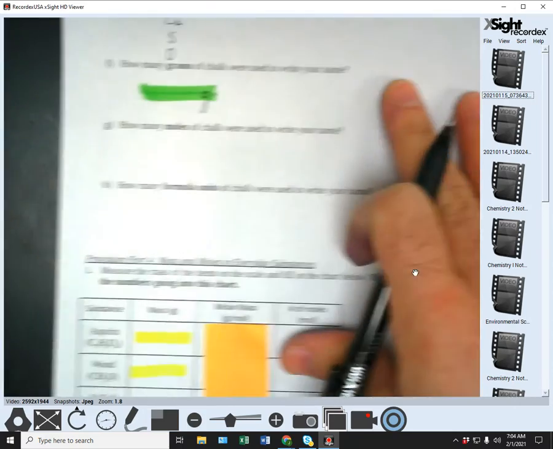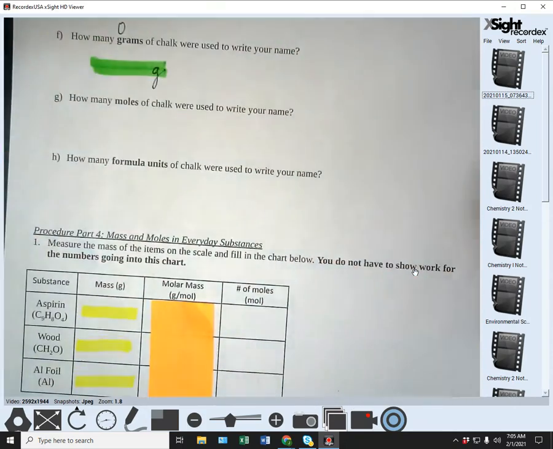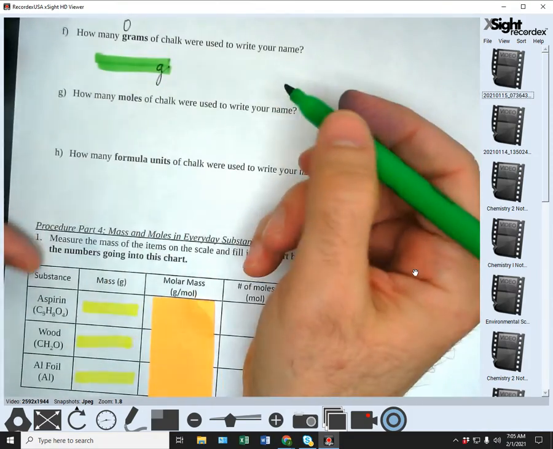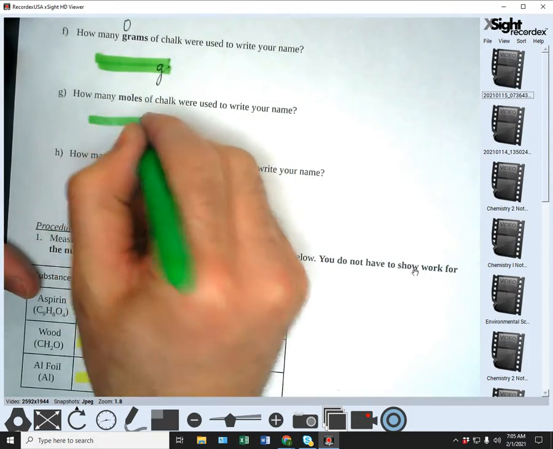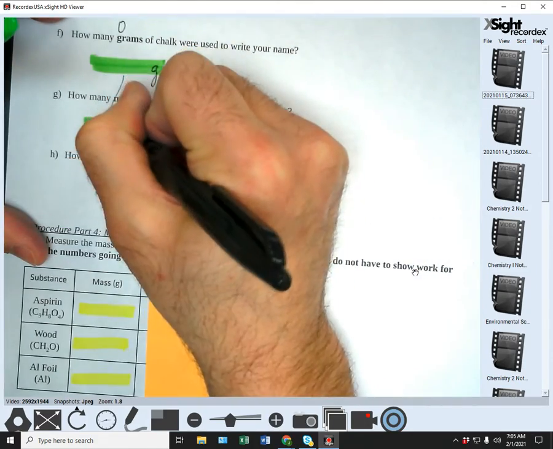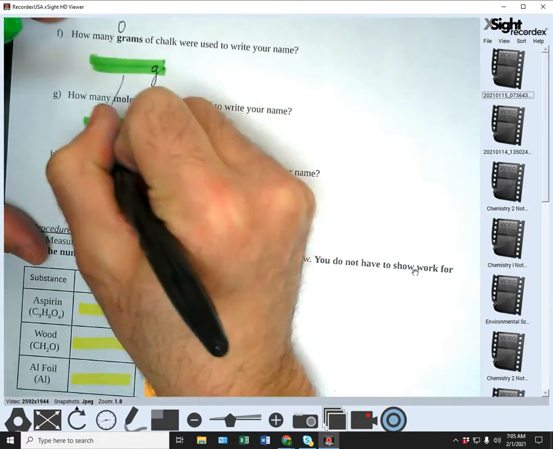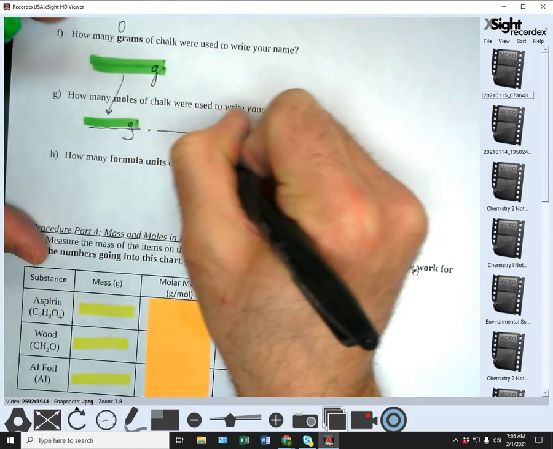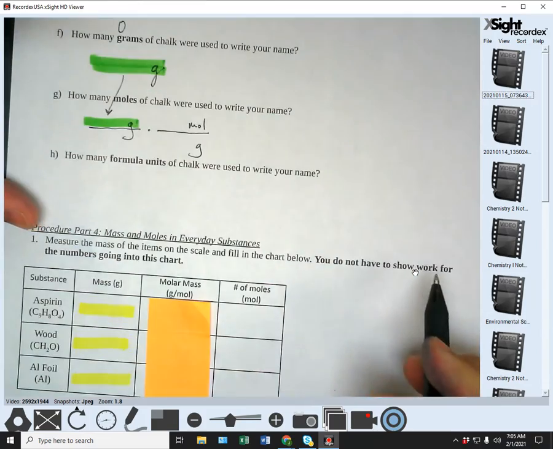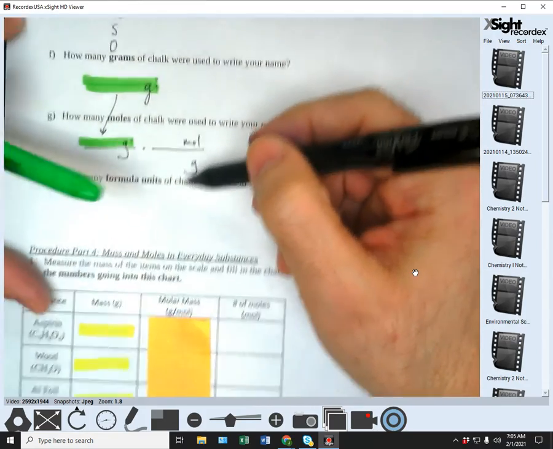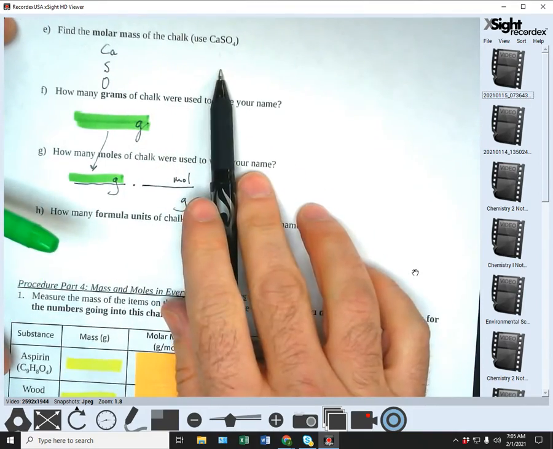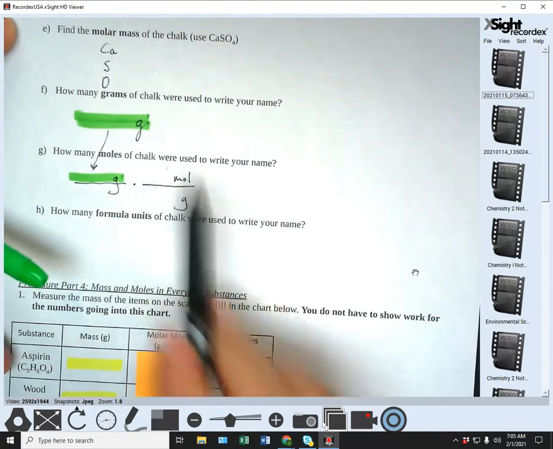Okay. Then, how many moles of chalk? This is going to be the same thing you were doing for the wax. You're going to take your grams from here, and you're going to convert grams to moles. Okay, grams to moles, the molar mass. You're going to use the molar mass for the grams that you found in part E for the gram, 1 for the mole.